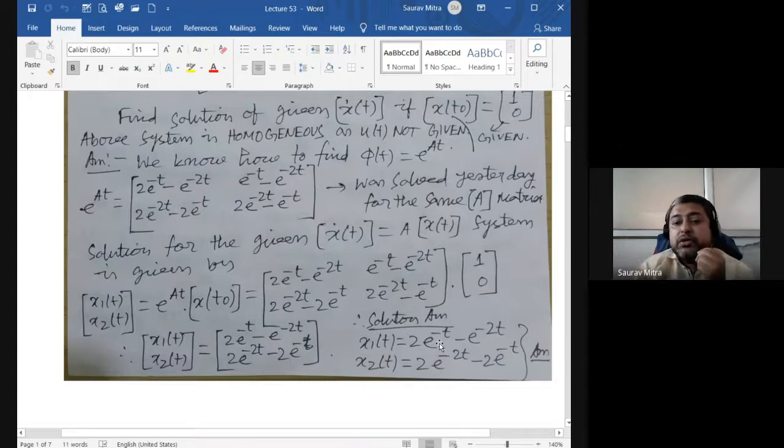So 2e raised to minus t, starting from t equal to 0, will have an amplitude of 2, because initially t is equal to 0, and then keep on substituting different states. Different states means keep on substituting the value of t as 0.1, 0.2, 0.3, 0.4 up to 5, 10, whatever you want, and you can plot whatever is x1(t).